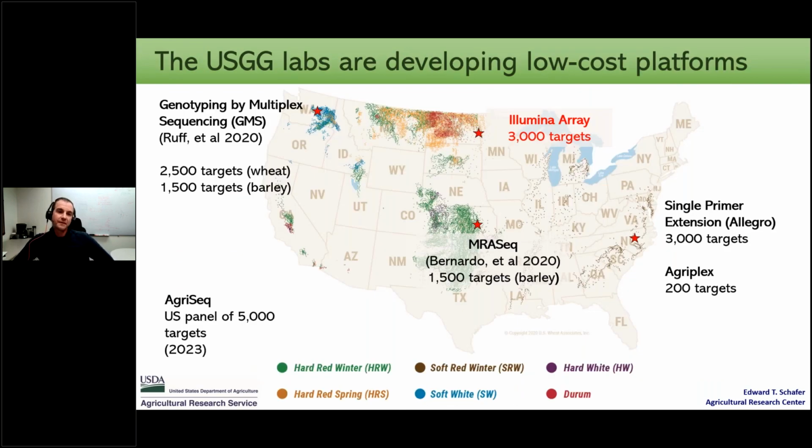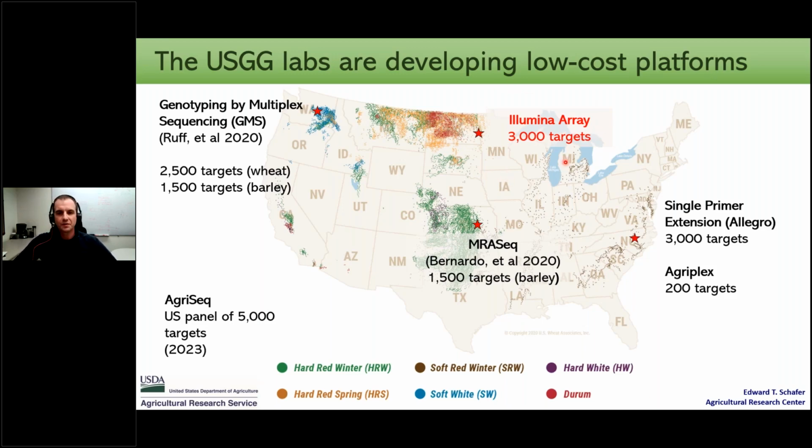So for the last 5 years, the 4 genotyping labs have all been developing various low-cost platforms that target several thousand SNPs to support GS in these roles. Now, for the most part, these have been targeted sequencing approaches that really take advantage of the incredibly low per sample cost of sequencing when you use these really large Illumina instruments and high multiplexing.